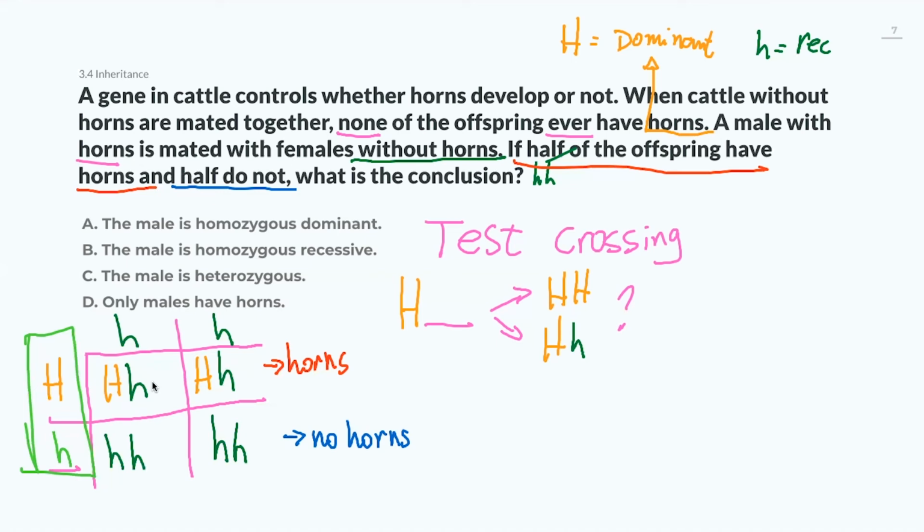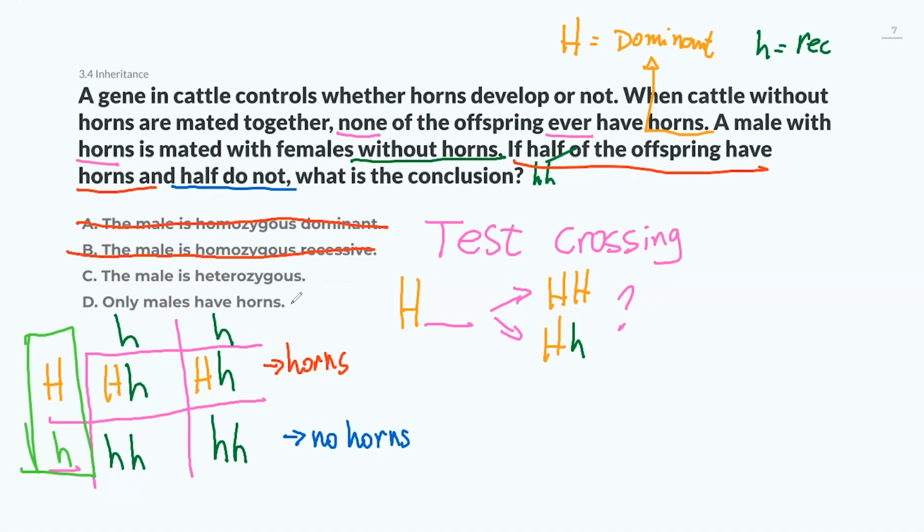This is how you do a test crossing. If 100% of the offspring is dominant, that means the dominant parent was homozygous. If half of the offspring is dominant and the other half is recessive, that means the dominant parent was heterozygous. So what can we cross out here? The male is homozygous dominant. No, we know the male is not homozygous. The male is homozygous recessive. Absolutely not. Recessives don't have horns here in this question.